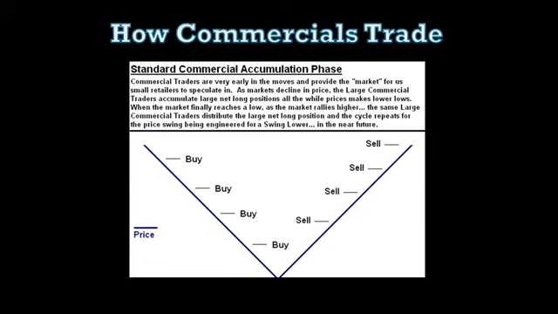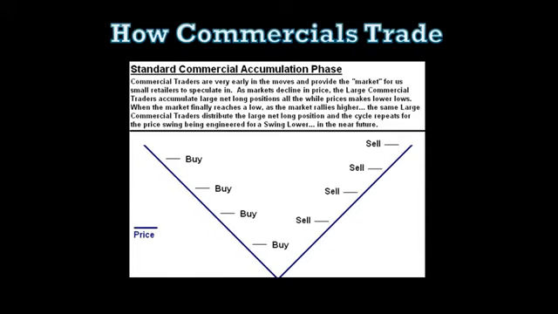So a standard commercial accumulation phase would be price trading down on your daily chart. Think in terms of this example as a daily chart. From the left side of the chart, price has dropped down, and they'll be buying as price drops. Commercial traders are very early in the moves, and they provide the market for us small retailers to speculate in. It's not their job to give us a means to trade in, but it just so happens that they are the ones that facilitate trade. They're the other side of our trade typically.